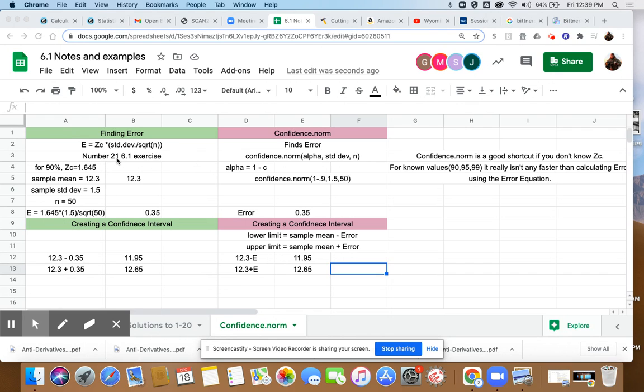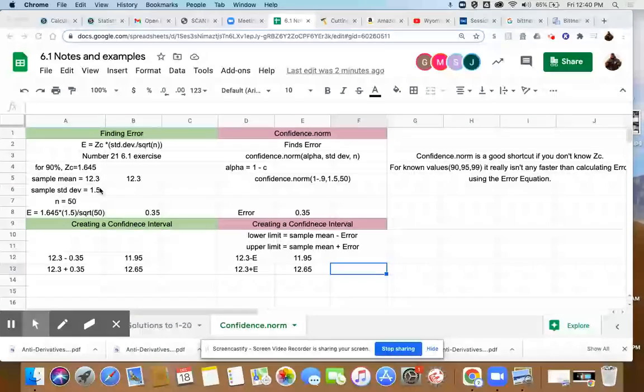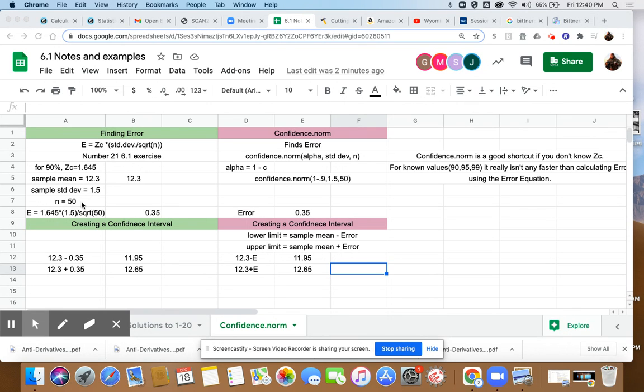So, really quick, it's one of the assigned problems today. It's number 21 in the 6.1 exercises. They want us to create a 90% confidence interval, which tells us our ZC is going to be 1.645. That's one of the three that I told you were good to have memorized. They tell us we have a sample mean of 12.3, a sample standard deviation of 1.5, and a sample size of 50. This is sample standard deviation, not population standard deviation. However, since our sample size is greater than or equal to 30, we can use sample standard deviation.